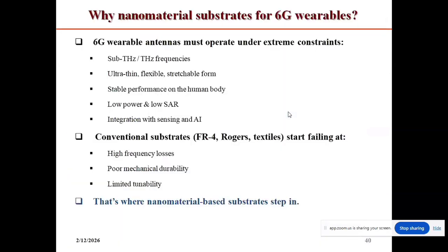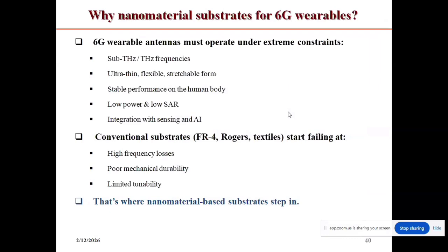So why nanomaterial substrate for 6G wearables? These are some advantages. There are some key studies for 6G applications. Conventional substrates can fail due to high frequency losses, poor mechanical durability, and limited tunability. These are the problems with the conventional substrate materials.